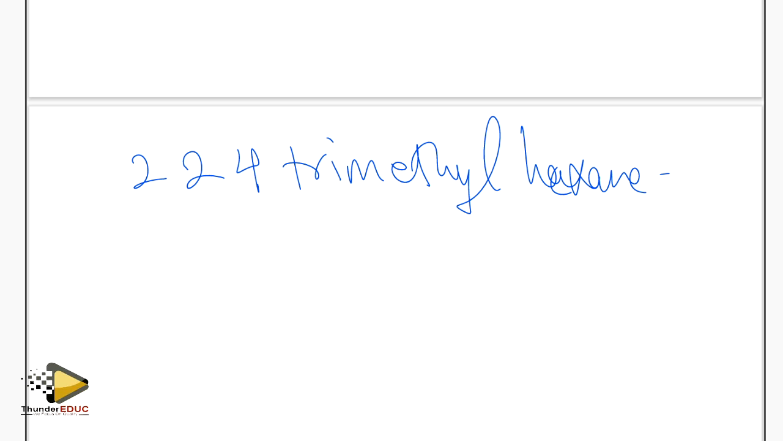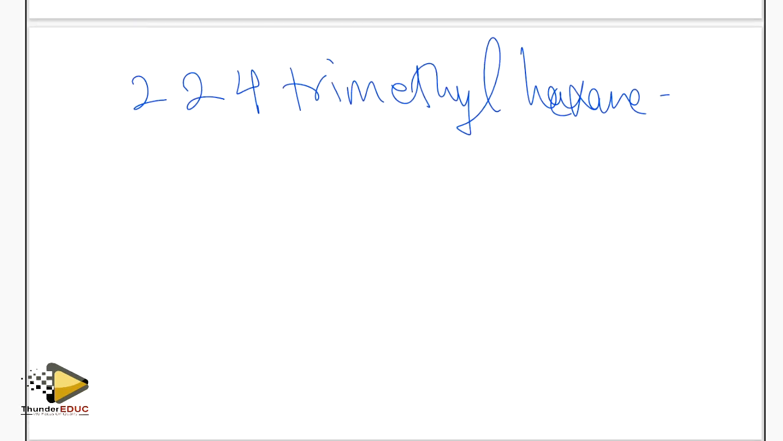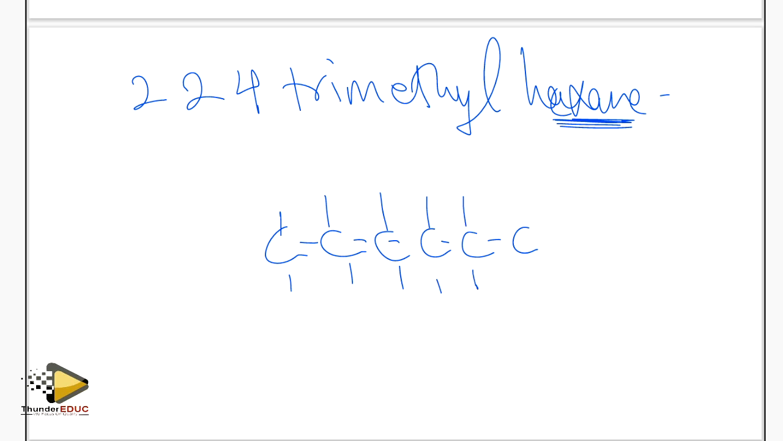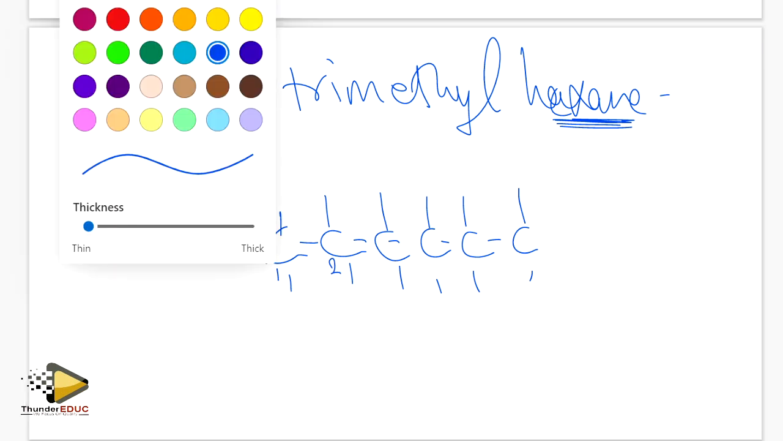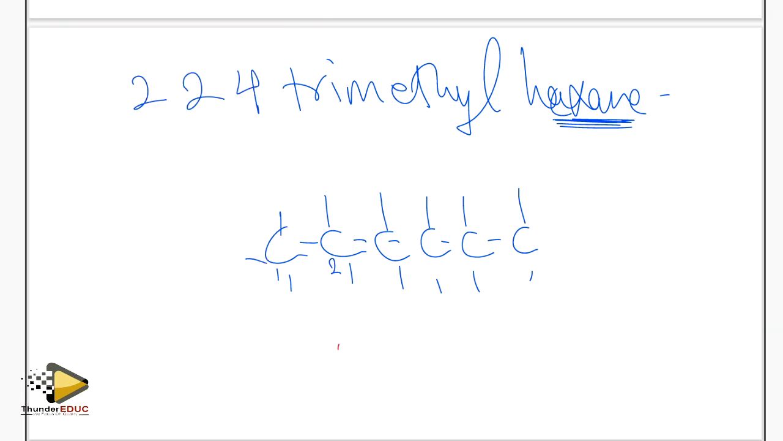Let's draw together. As I'm drawing, you are also drawing. Then you will be able. So the first one is the main chain, hexane. 1, 2, 3, 4, 5, 6. So at least I've got it right there. Then they are saying 2, 2. So if I count, this is 1, this is 2. The first methyl is going to be there, and then the second methyl is also going to be there because they say 2, 2.